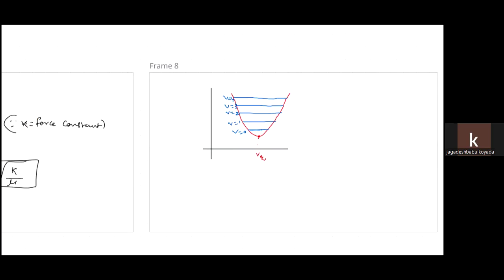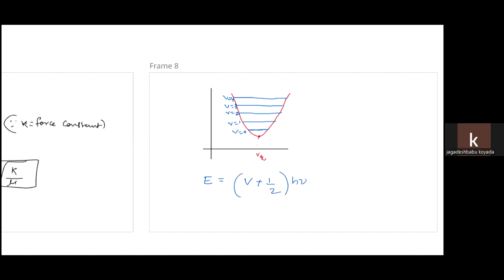Generally molecular energies are quantized, meaning the absorption or emission of energy is in the form of quanta. Therefore, vibrational energy levels are also quantized. So from the Schrodinger equation, we can calculate the vibrational energy by using this equation: V plus half into h nu.